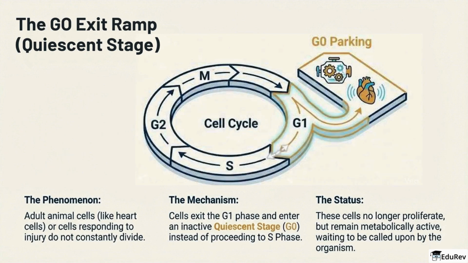The G0 phase is the quiet exit ramp. Some cells leave G1 and enter an inactive, quiescent stage instead of proceeding into S phase. Adult animal cells like heart cells or cells recovering from injury may stay here rather than dividing constantly. These cells are still metabolically active, but they no longer proliferate. They can be called back into action by the organism if needed.